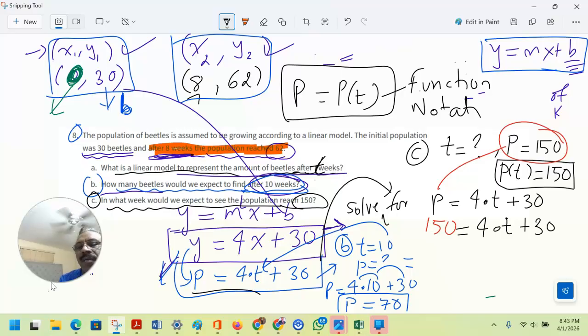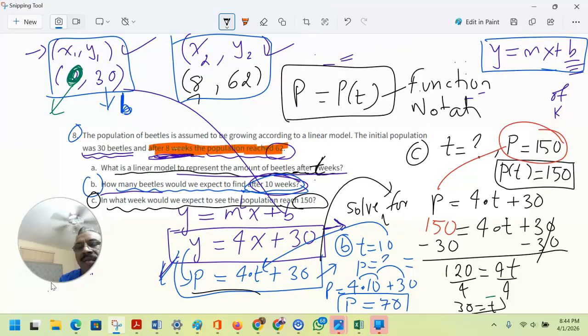So what is the meaning of solve for t? It means you subtract 30 from this side, and when you subtract 30, this crosses out. This will be 120, and then divide by 4, you get 30. That means after 30 weeks. So what does this basically mean? After 30 weeks, the population of the beetles will be 150.